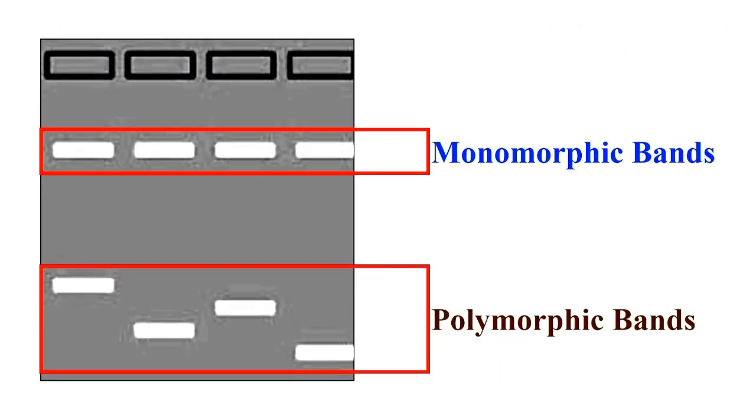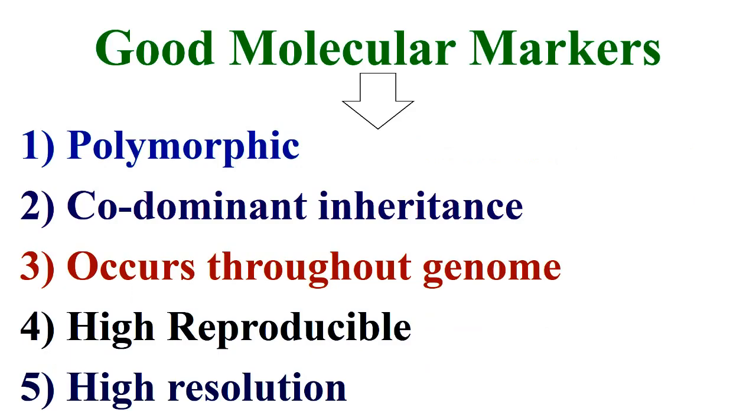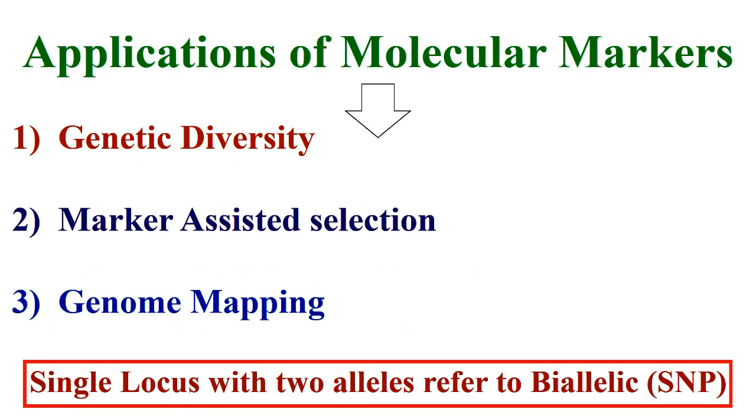Continuously, this slide refers to polymorphic and monomorphic bands of genetic markers on gel electrophoresis. As we show, polymorphic bands discriminate individuals, while monomorphic bands do not discriminate individuals. Therefore, good molecular markers must be polymorphic and co-dominant in inheritance throughout the genome, with high reproducibility and resolution. Hence, molecular markers are used for genetic diversity and marker-assisted selection to get genome mapping.